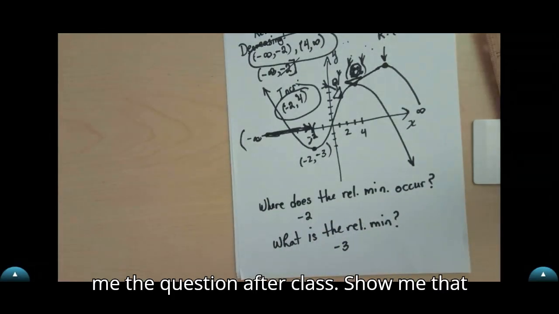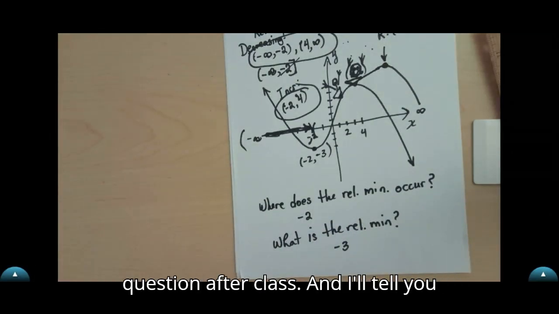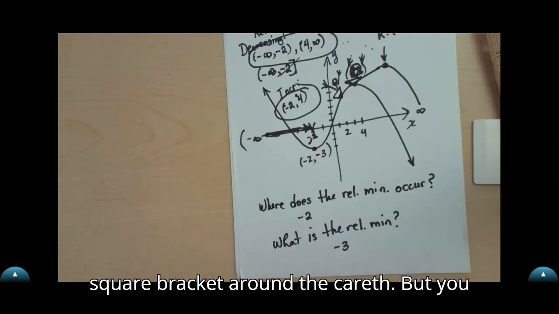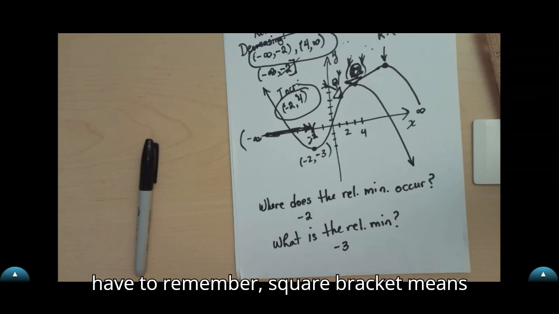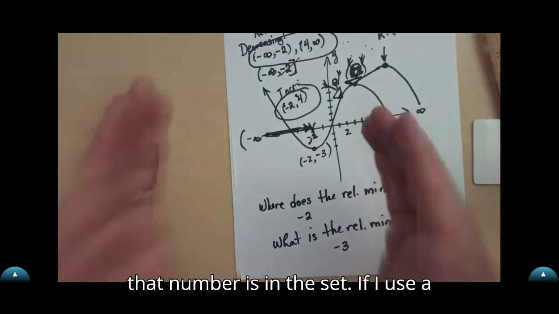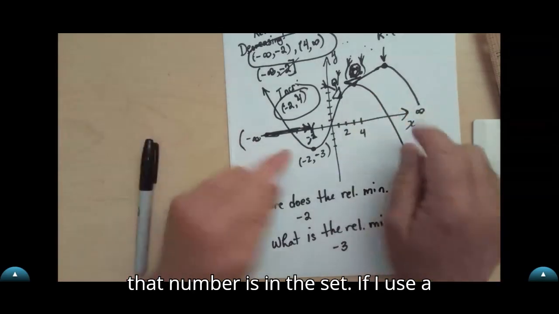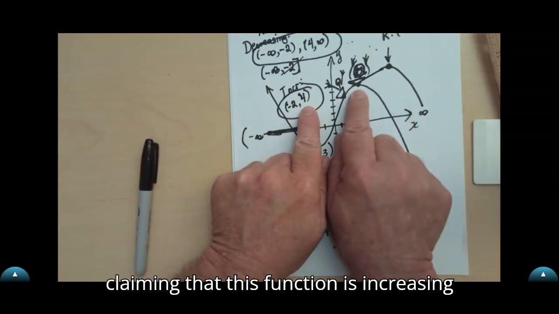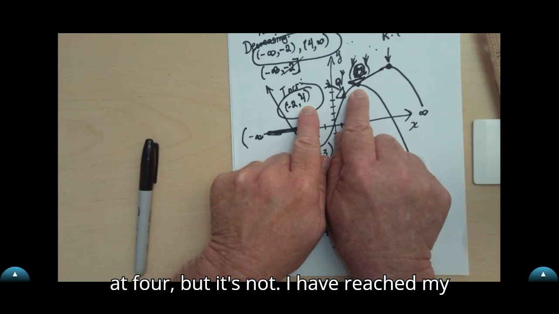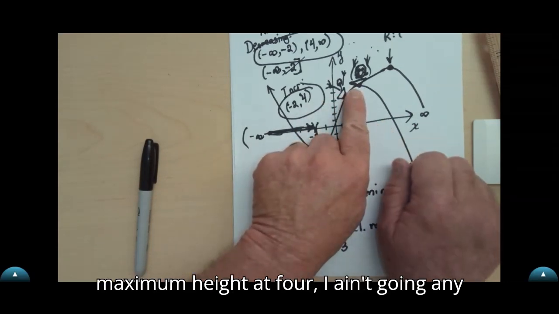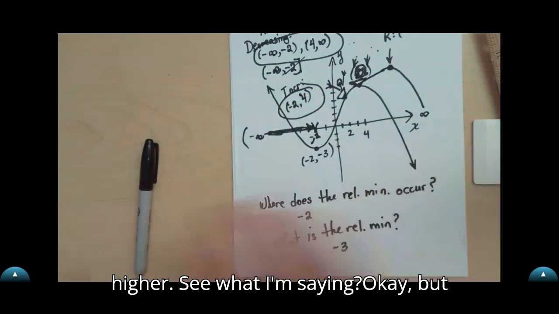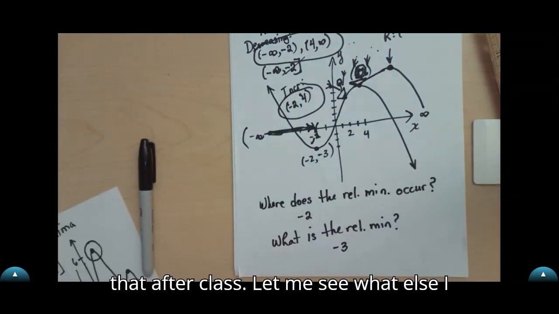You'll have to show me the question after class. Show me that question after class, and I'll tell you why either they're telling you to use a square bracket or rounded parenthesis. But you have to remember, square bracket means that number is in the set. If I use a square bracket around 4, I would be claiming that this function is increasing at 4, but it's not. I have reached my maximum height at 4. I ain't going any higher. See what I'm saying? Okay. But anyway, yeah, we can definitely look at that after class.